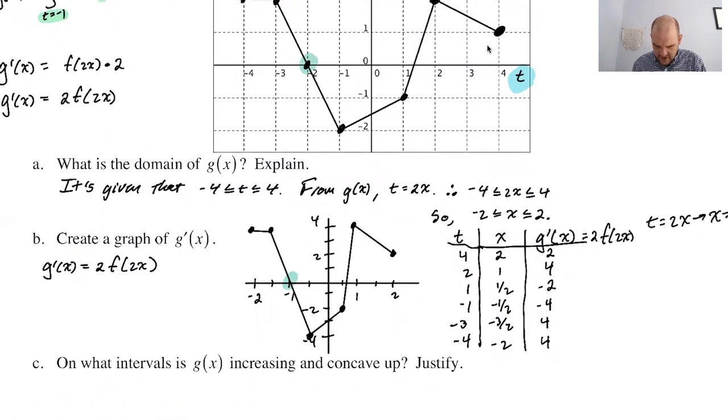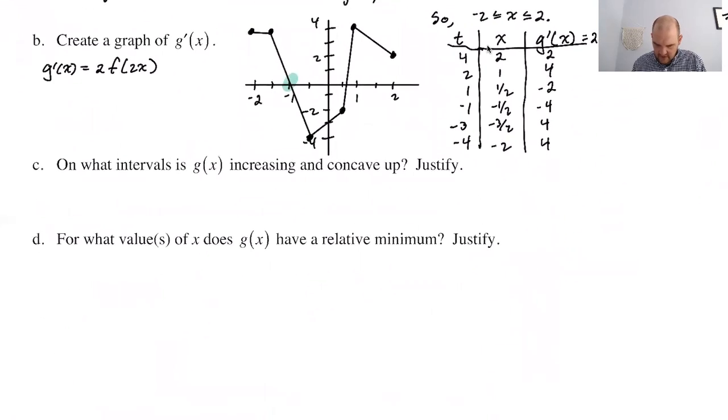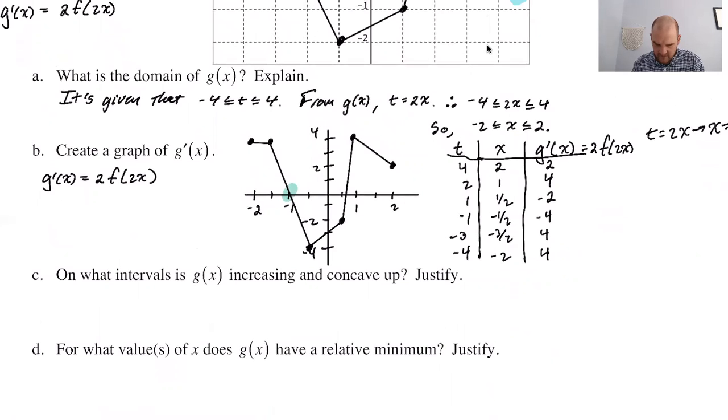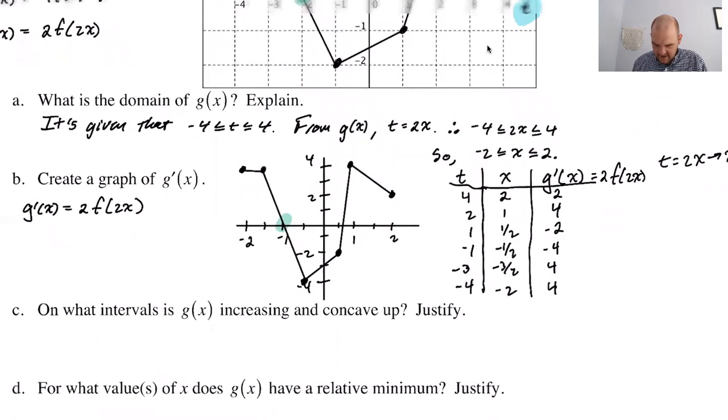So the next questions: relative minimum, and then increasing concave up. Relative minimum, that's so unfortunate. All right, so relative minimum is when the derivative changes from negative to positive. So when g prime goes negative to positive, if you look at g prime, the place where that happens is right there.